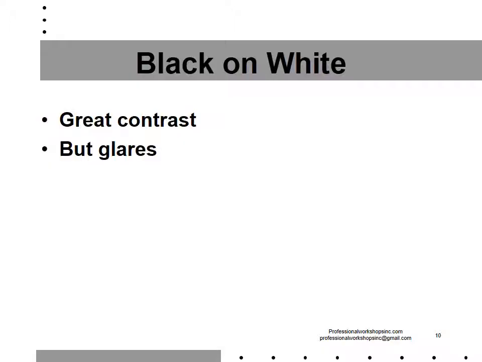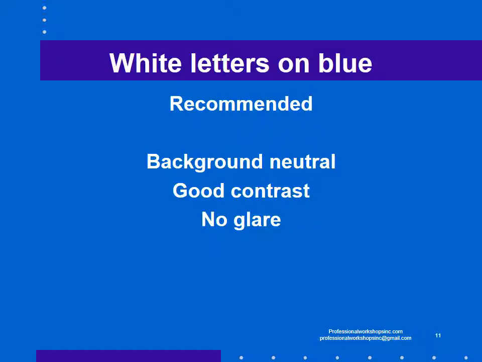And of course the classic color scheme going back to the days of overhead projectors and overhead slides was black on white. It gives great contrast, but it certainly glares, and it's very glary. So the preference recommended is white letters on blue. You get a neutral background. It doesn't look that glary against the wall that it's being projected up against. You get good contrast and no glare. So white letters on a blue background is recommended.